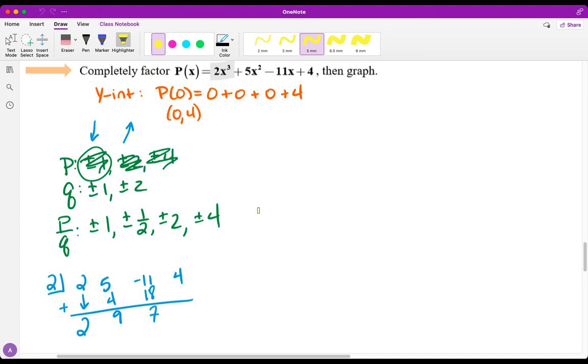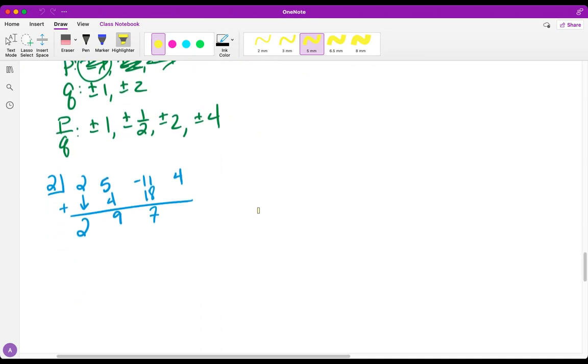So let's abandon this and try a different number, maybe 1/2, because I feel like fractions are going to be a little scary. Let's try it. So I'm going to start over with 1/2. Okay, now that this is set up, I'm going to go ahead and silently work through this. You go ahead and do that on your own paper as well, and let's see if we get a 0.